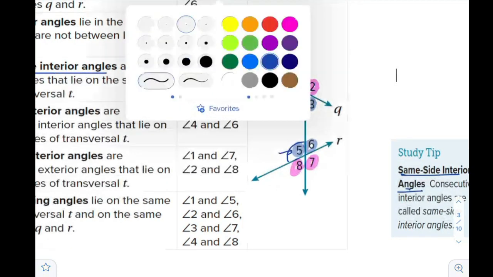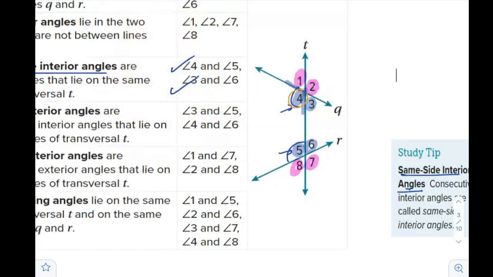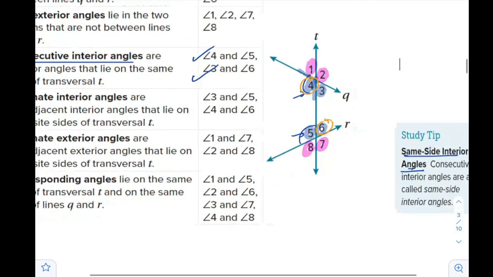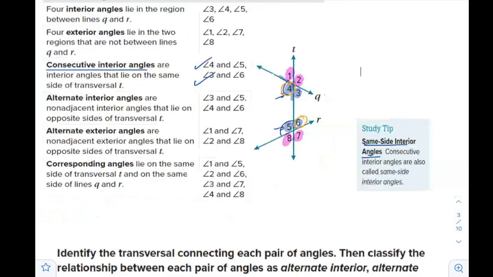Now, let's check angle 4 and angle 6. What's the relation between them? Both are interior, but each one of them is on a different side. One to the left of the transversal, one to the right of the transversal. So they are alternating. That's why we call them alternate interior angles.